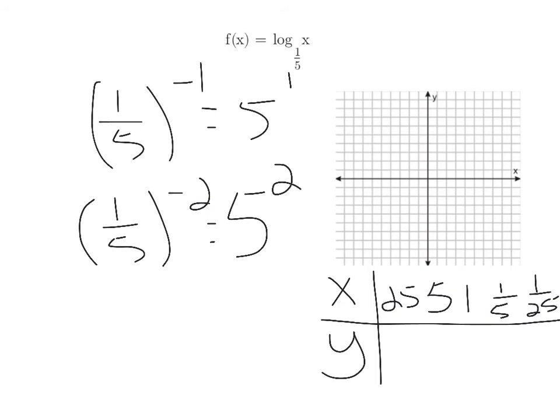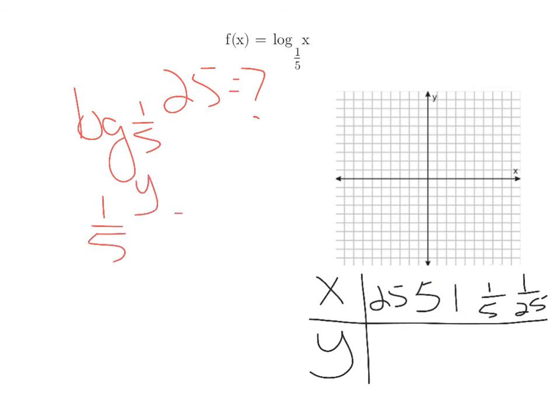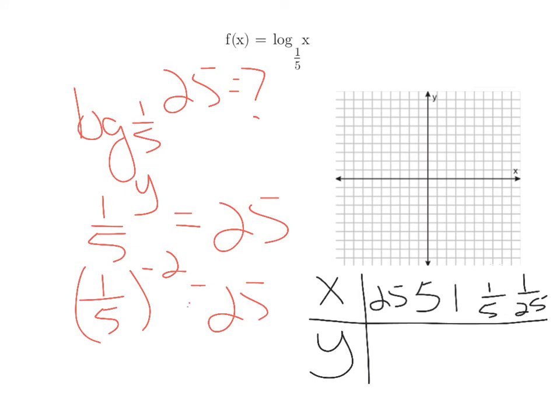Now that we have our values selected for our table of values, let's start plugging them in. When I plug in an input of 25, I get f of 25 equals log base 1/5 of 25. Well, if I'm evaluating log base 1/5 of 25, I would rewrite it as 1/5 to an unknown exponent is equal to 25. Well, we already know 1/5 to the negative second equals 25. Therefore, our output or y value is -2.